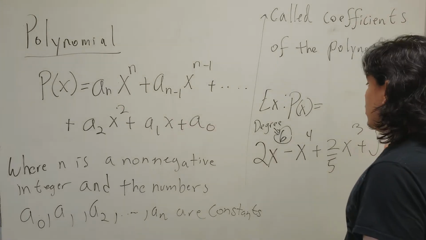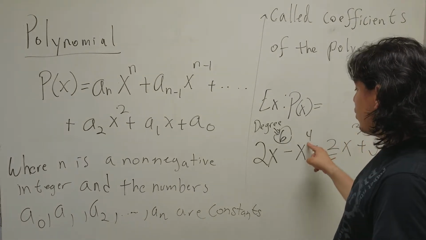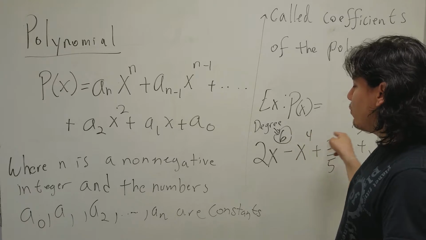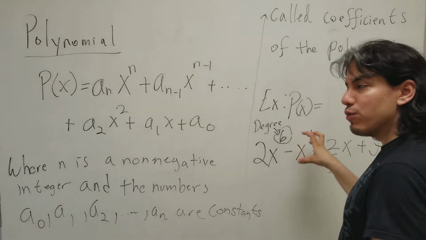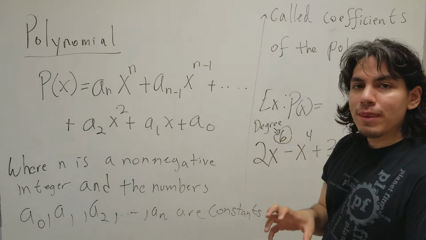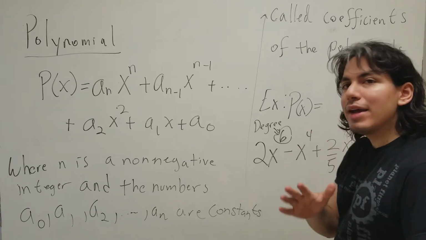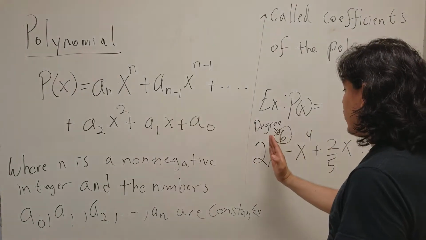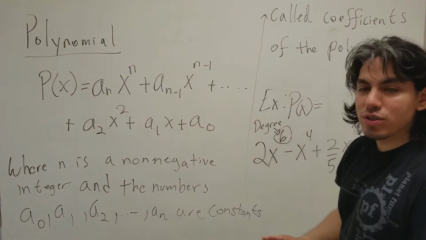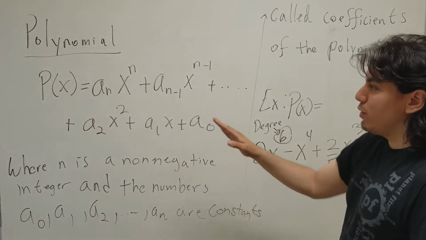So understand that degree just notifies how powerful each term is, and you have to reorder it from highest to lowest. That's why the highest is in front and you go down to the lowest until you have nothing left. That's why it looks like this.